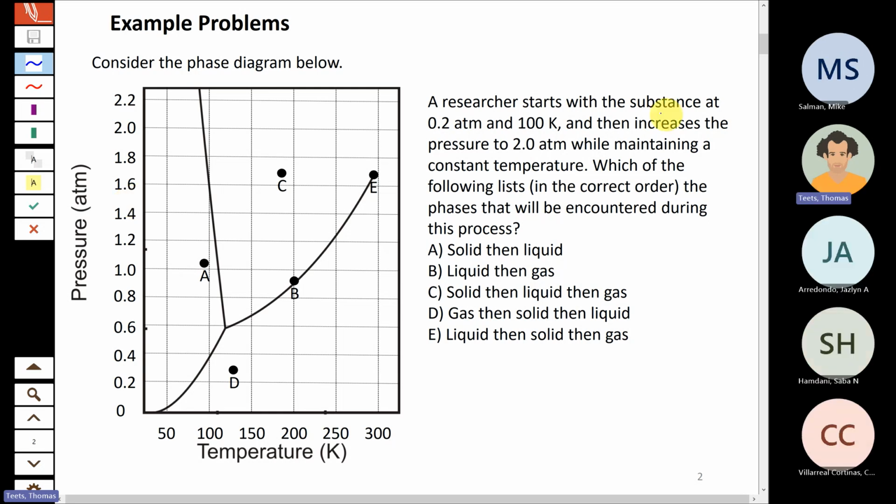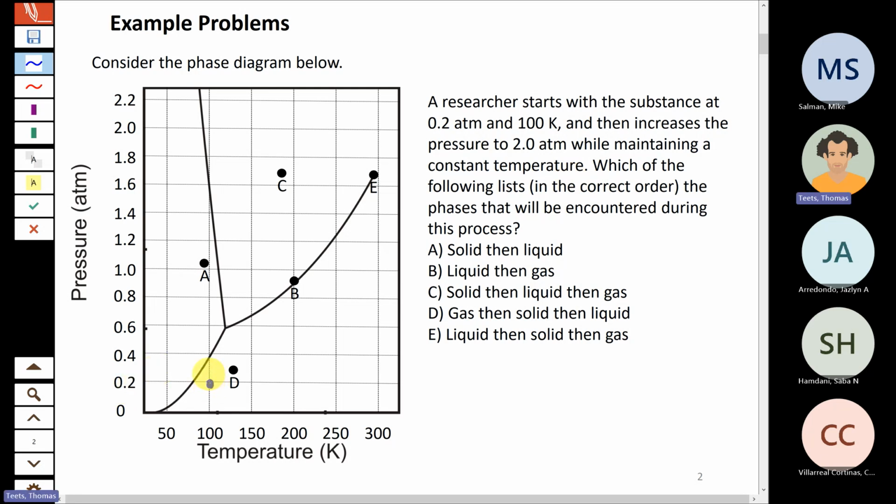So we're starting with the substance at 0.2 atmospheres, 100 Kelvin. Then we increase the pressure to 2 atmospheres while maintaining a constant temperature. And then which of the following lists the phases that will be encountered during this process? So for problems like these, it's really just about reading the graph. If we're starting at 0.2 atmospheres and 100 Kelvin, we're going to be right here.